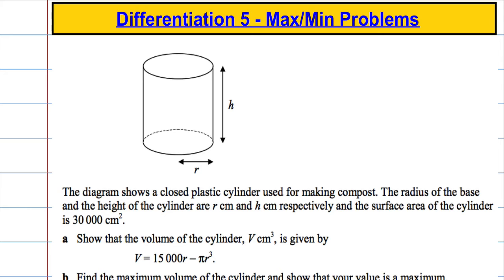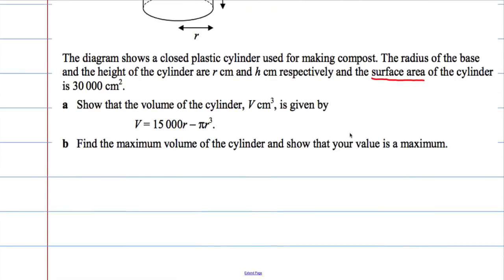Okay, well, we've got information and it's about the surface area. Let's think about the surface area of a cylinder. It's closed as well, so we're going to have the area of this circle at the bottom, the area of this circle at the top, and also the area of the curved surface area, if you will. So the surface area equals 30,000.